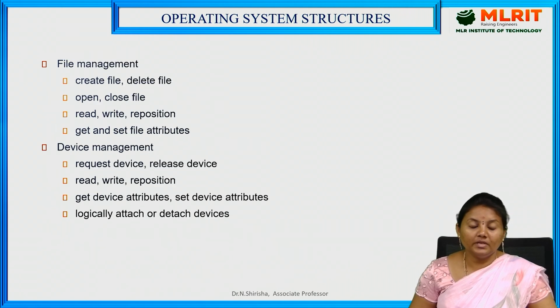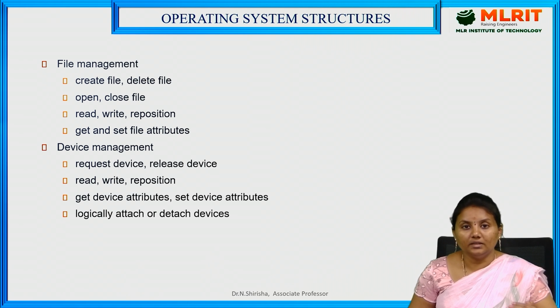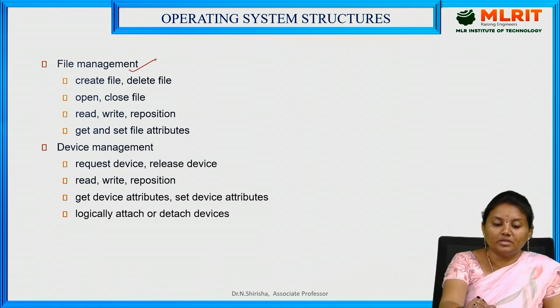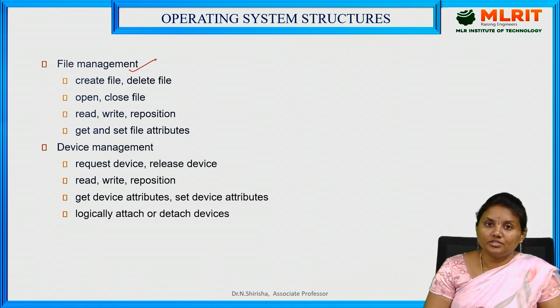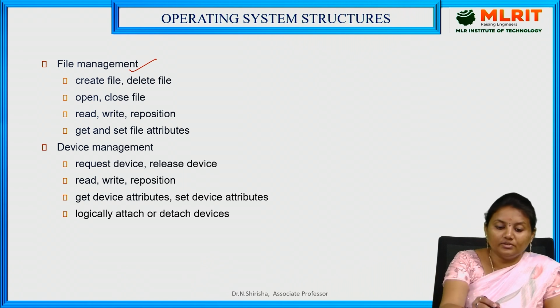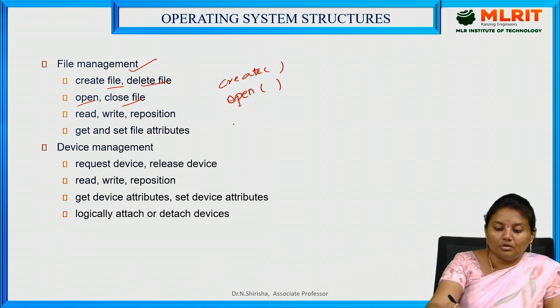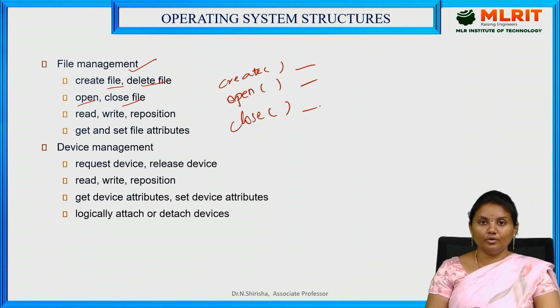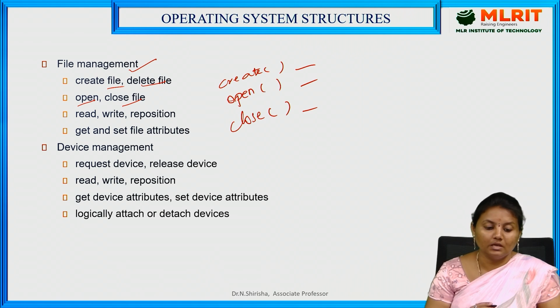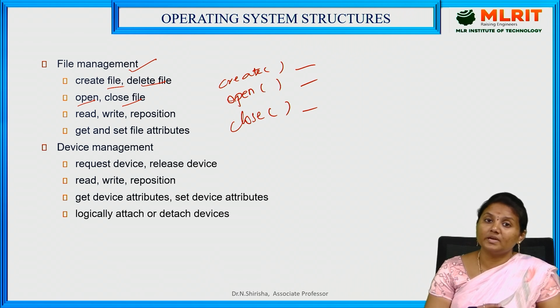Similarly, we can move to the other criteria, which is file management. A file can be managed, where you can create a file, delete a file, open or close a file. So how do you create? Simply the create function. Similarly, the open system call, the close system call. So these are the system calls that you are going to use with respect to files. And previously, the system calls we used were with respect to the process.